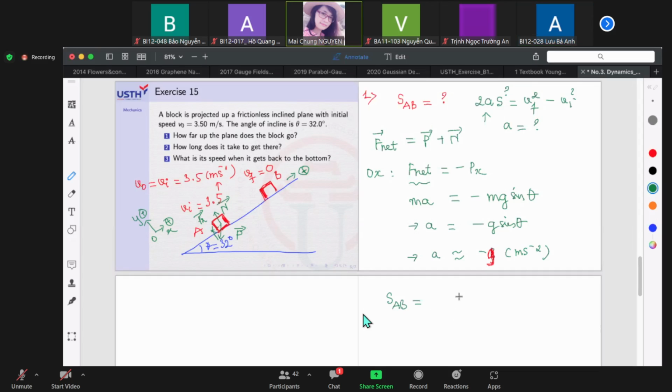So s_AB is equal to vf squared minus vi squared over 2a. And finally we get 0 squared minus 3.5 squared over 2 multiplied by negative 9. So what is the final value for the distance traveled from A to B? It will be 1.18. 1.18 meters. Okay. Yeah.